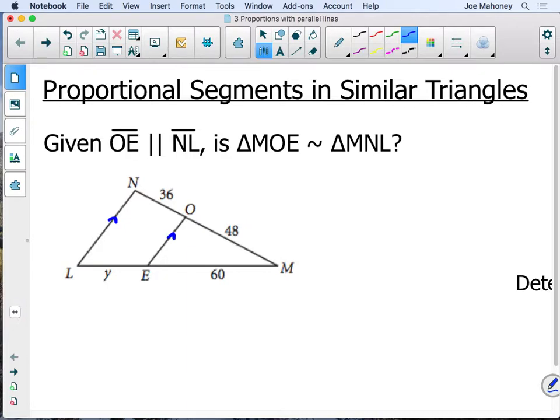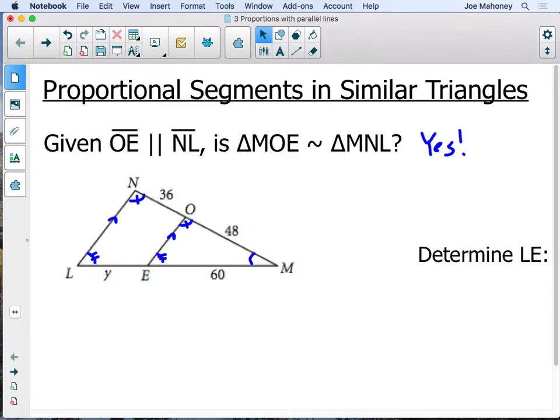I know parallel lines make alternate interior angles. So I know that these two angles are corresponding angles, and they're congruent. I also know that these two angles are corresponding angles. They're congruent. I also know that angle M is a shared angle. So all three angles of the triangles are congruent. So that means our triangles have to be similar. Yes, they are.